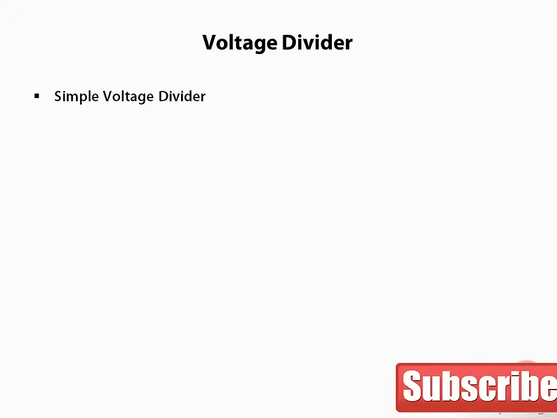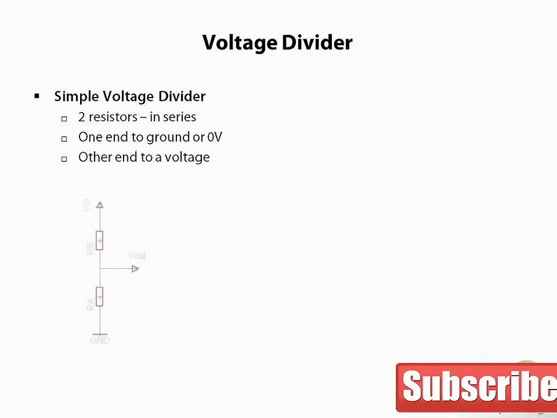A voltage divider, in its simplest form, consists of two resistors connected in series, one end connected to ground, and the other end connected to a voltage. We can see this in the following circuit diagram. As we can see, it is a very simple circuit, very inexpensive to build, just two resistors connected in series. The equation for calculating the output voltage in terms of the input voltage is Vout equals Vin times resistance A divided by the total resistance, which in our diagram is resistance A plus resistance B.